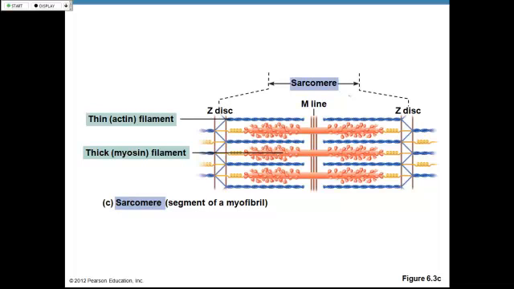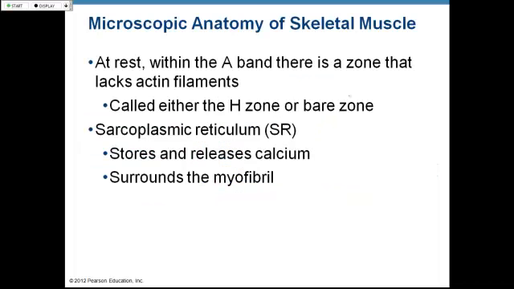All right, so as we go forward, we're going to see more and more diagrams of myosin heads, actin filaments, and how the myosin heads actually get to engage into the actin. All right, microscopic anatomy of skeletal muscles. At rest, within the A band, there's a zone that lacks actin filaments. We call that the H zone, or the bare zone. We also have sarcoplasmic reticulum that, in the muscle, stores a tremendous amount of calcium for us and surrounds the myofibrils.